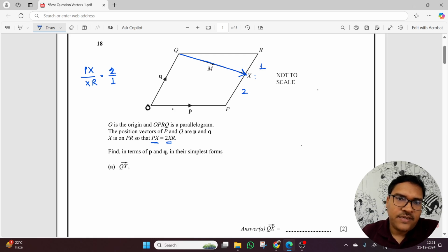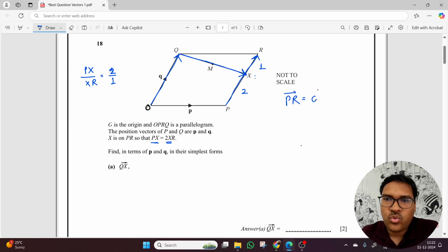Okay. And now see, you can see OPRQ is a parallelogram. So I can easily say that this vector, PR vector, is same as OQ vector. Why is this same as OQ vector? Because this is parallel, since this is a parallelogram, and they are also equal because this is a parallelogram. So PR vector is same as OQ vector, which is same as Q vector, right? So I am writing Q vector like this.